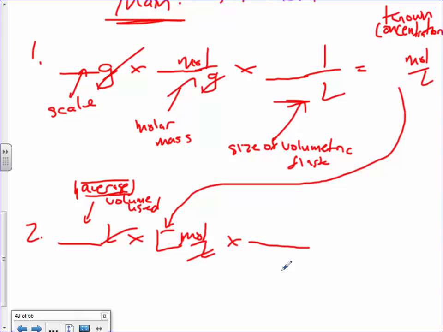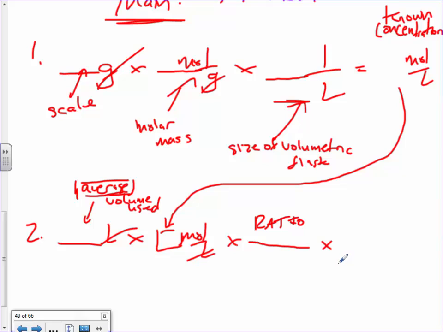Anyone remember what comes next? Stoichiometry problem. Yeah, you need a ratio. Now, I kind of skipped that in our example because I didn't tell you what the acids and bases were, but at some point you need a ratio, which means you need a balanced equation.